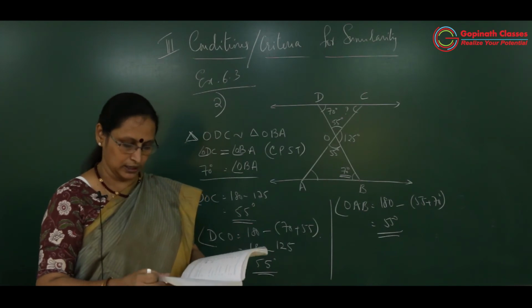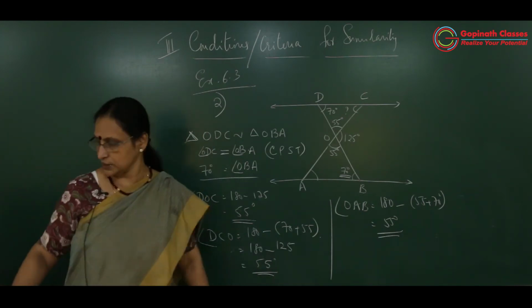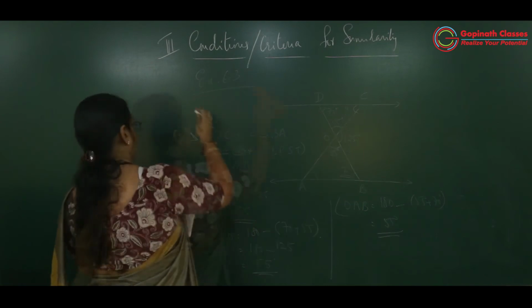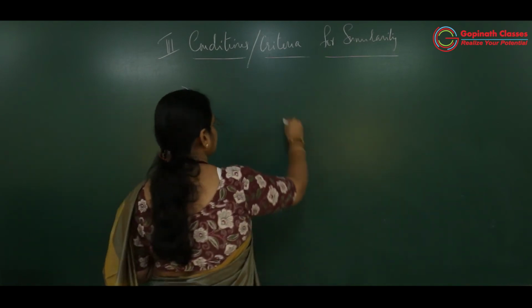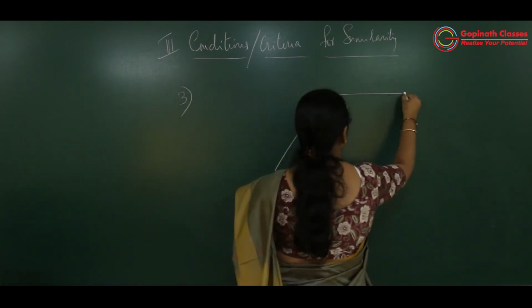Now come to the third question. Third main question of 6.3. Diagonals AC and BD of trapezium ABCD.